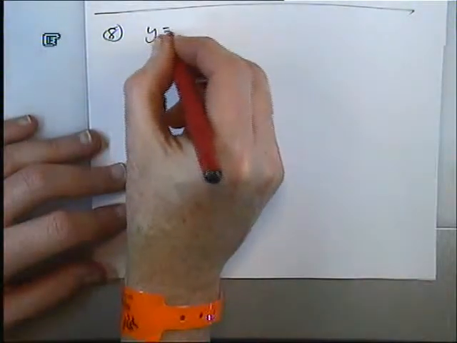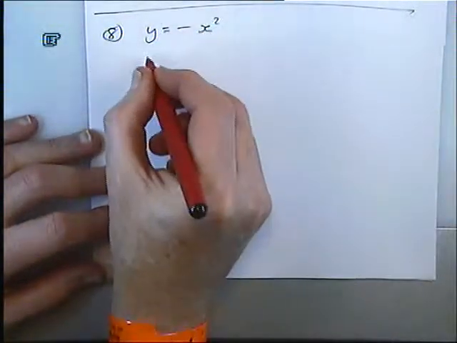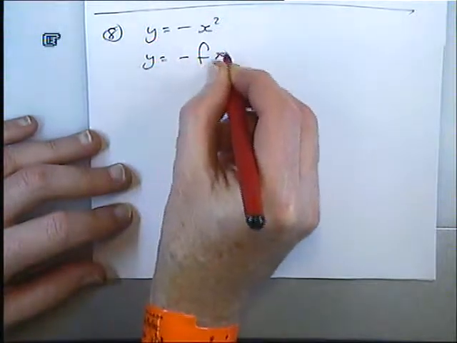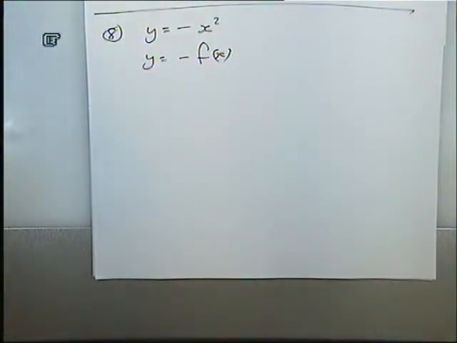Okay, next one. Y equals minus x squared, which is what I've done here. I've just stuck a minus in front of my original function. What will that one be?